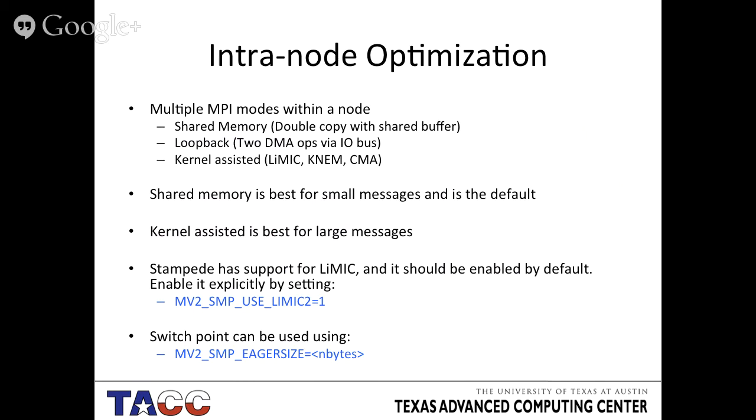There's shared memory, which goes through shared memory instead of going over the network, but still that's a double copy of the message that needs to be sent. There's the loopback device, which does 2 direct memory access operations. And then there's the kernel-assisted libraries like LiMIC, KNEM, and CMA.